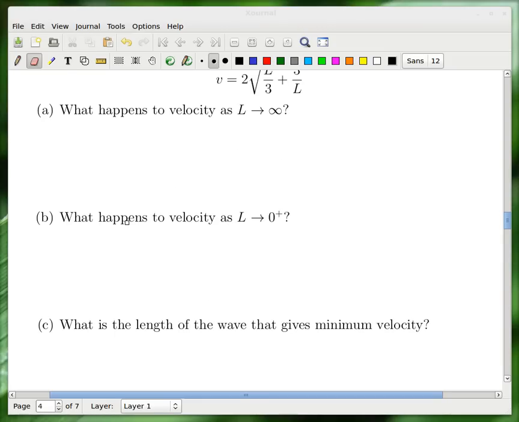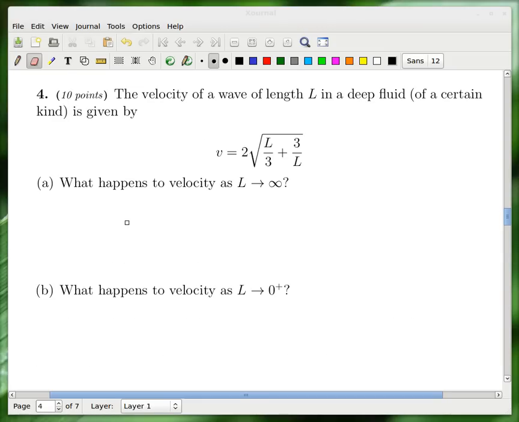Okay, so this problem is about waves in deep water. We talked about that a little bit in this section on hyperbolic trig functions, but this doesn't have anything to do with hyperbolic trig. This is really a limits question. So remember limits from really early in the semester. And it's also an optimization question.